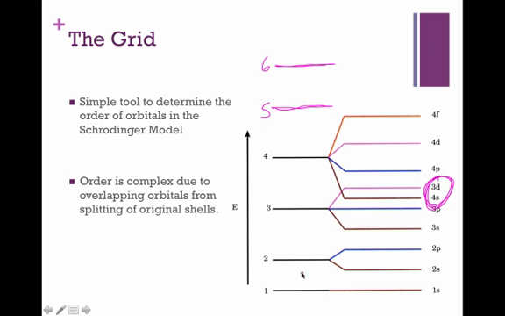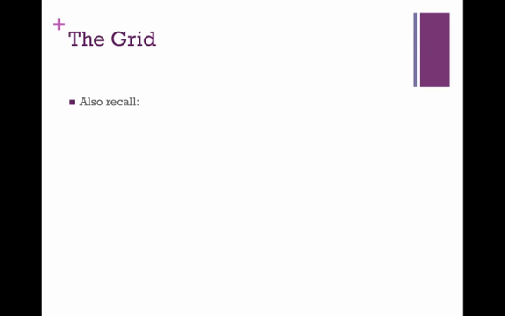If you recall, we fill electrons in order from lowest to highest. We do the same thing with the Schrödinger model, but trying to remember this order of lowest to highest with all of these overlaps is very complex. Hence the need for a tool to help us remember what that order actually is. Now before we get started, there's a couple other things I want you to recall. This will be coming into play later as we go to put all this stuff together.